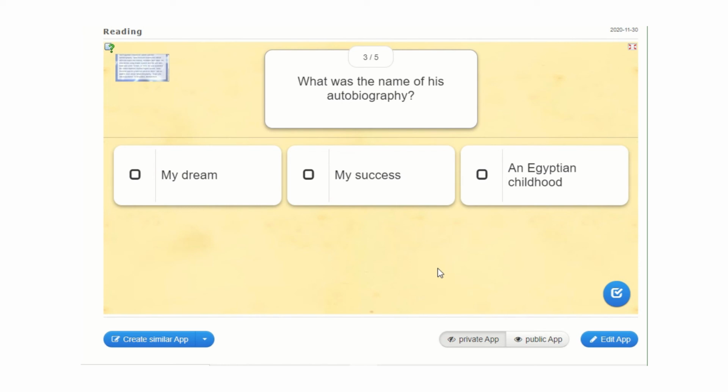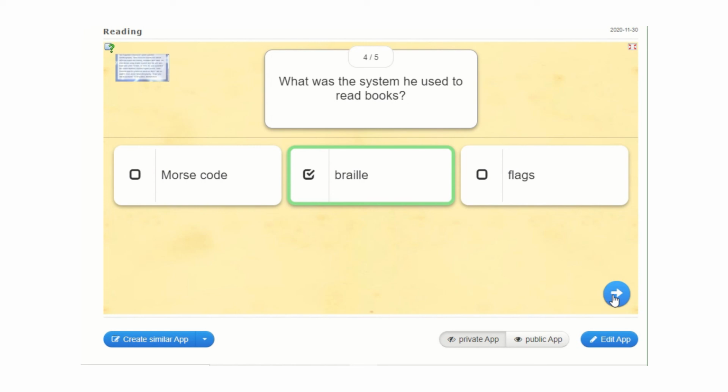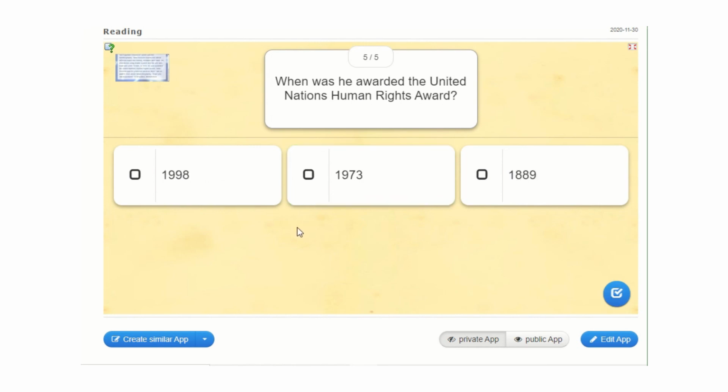What was the name of his autobiography? My Dream, My Success, An Egyptian Childhood. An Egyptian Childhood. What was the system he used to read books? Morse code, Braille flags. Braille, of course. Braille system. This is correct answer.